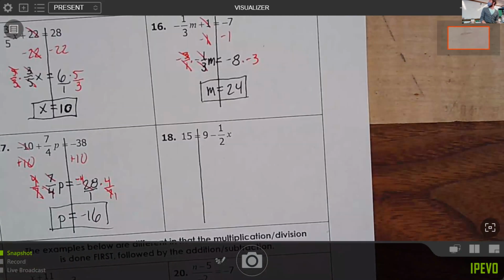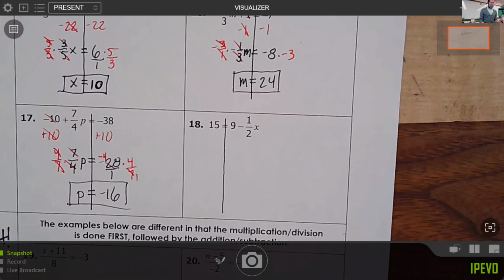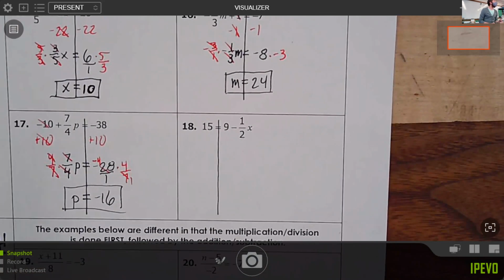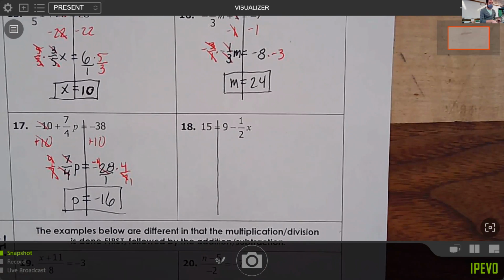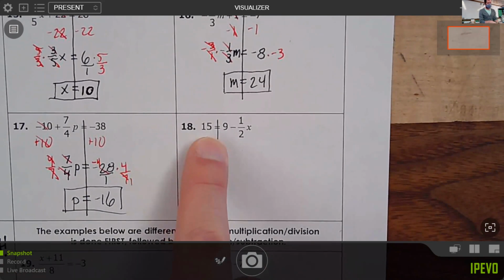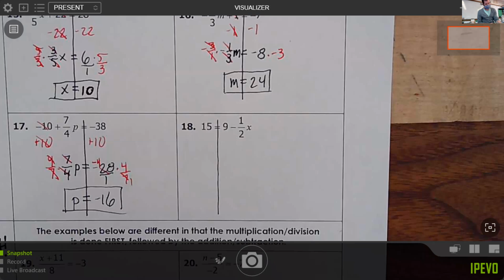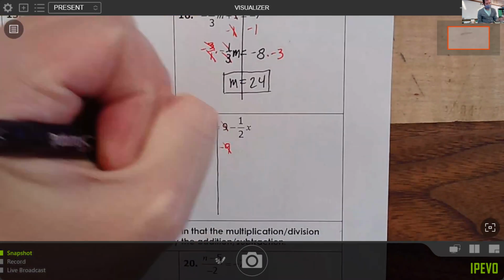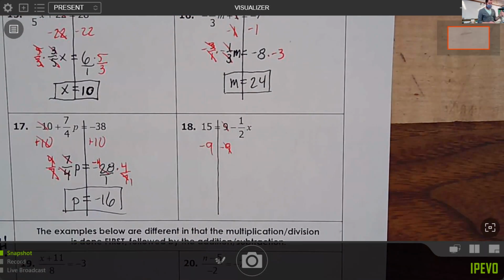All right, last one of these type right here. So number 18, first thing we need to do is what? Subtract 9, good, because that is a positive 9, that is not a negative 9. The negative is with the 1/2, excellent. So we're gonna subtract 9, and that'll give us 6.